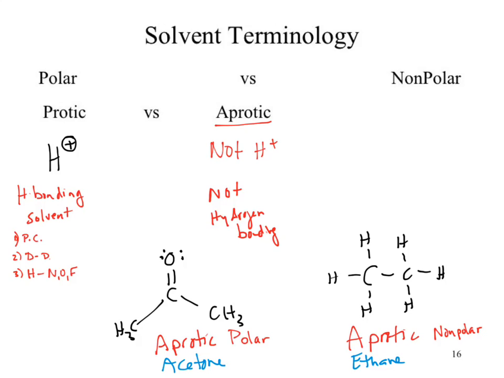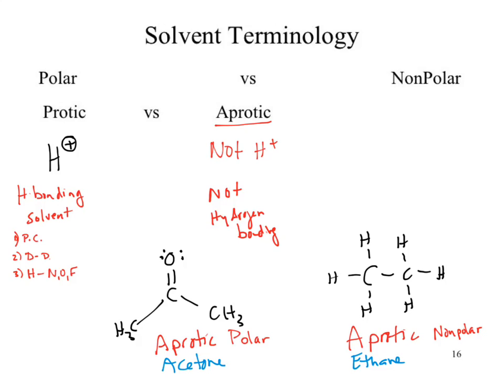That extra information can now allow me to predict something more about its water solubility or how it's going to dissolve other compounds. So when we talk about our solvents, we'll usually use any of these four terms. The one exception, I can call a solvent nonpolar, and I don't have to mention anything about protic or aprotic. Why not? If it's nonpolar, it has to be aprotic.